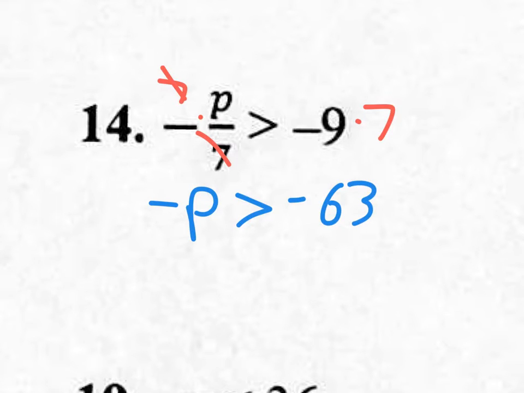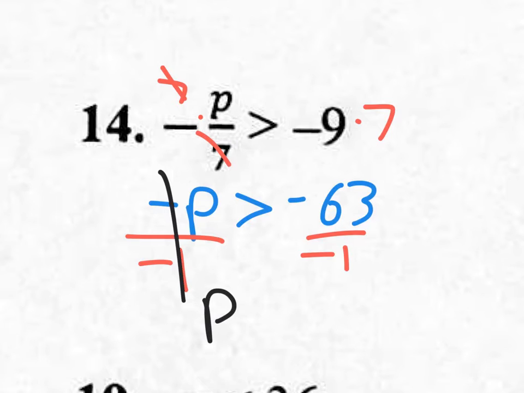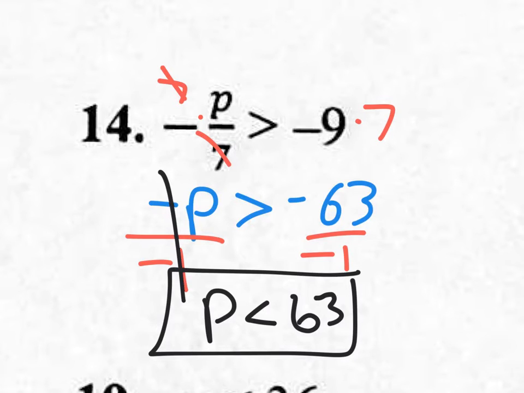So what would my final step be here? Divide or multiply by a negative. I want to divide by a negative 1, and again, you're supposed to be thinking, wait a minute, I'm dividing by a negative. I need to flip that inequality symbol. So p is less than positive 63. The inequality had to flip.